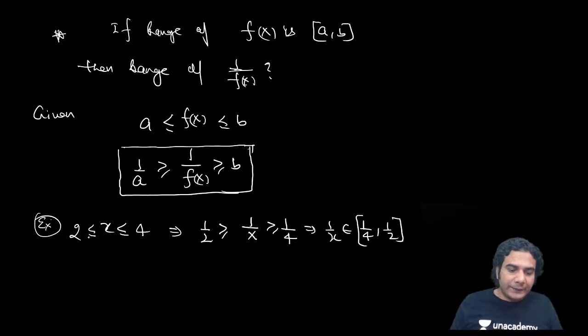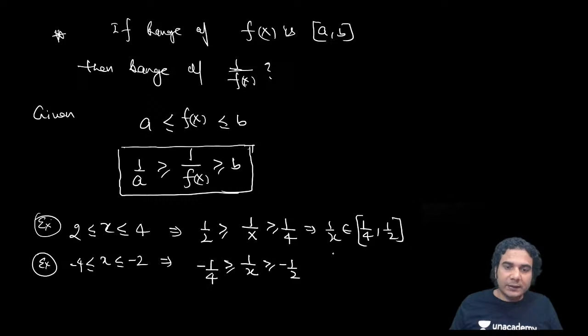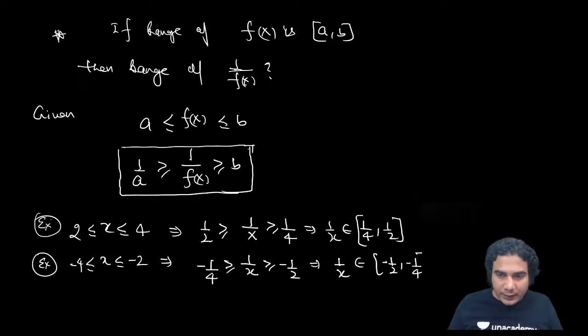Now, the second example is if your x is greater than or equal to minus 4 and less than or equal to minus 2, entirely negative. Again, there's no problem. You can just take the reciprocal. So 1 upon x is greater than or equal to minus 1 by 2 and less than or equal to minus 1 by 4. So that means 1 upon x belongs to minus 1 by 2 to minus 1 by 4. So far so good.